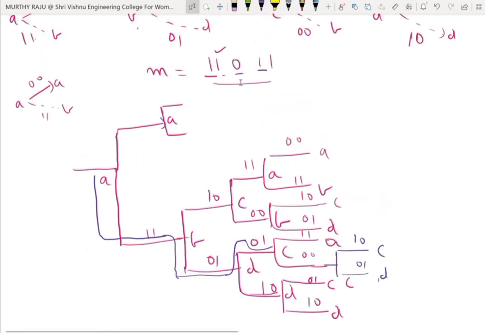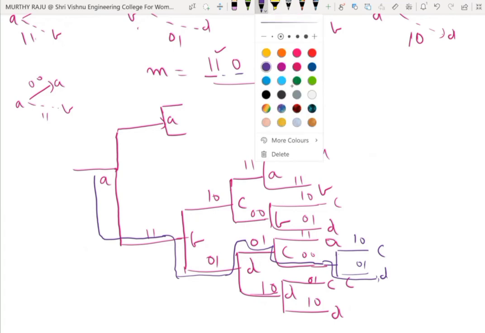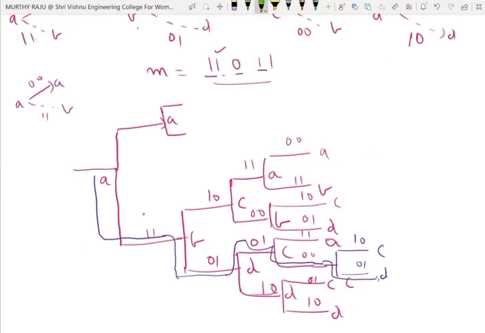Here first bit is 1, downward direction. Next bit is 1 from B, downward direction. Next bit is 0, upward direction. Next bit is 1, downward direction. Next bit is 1, downward direction. Therefore, the encoded sequences are 1 1, 0 1, 0 1, 0 0, 0.